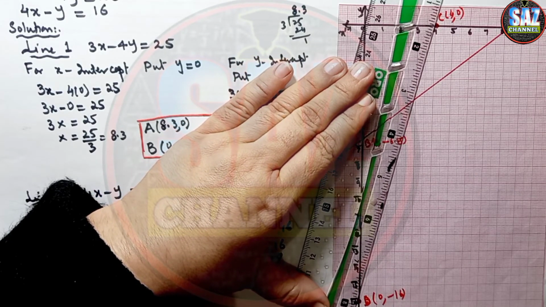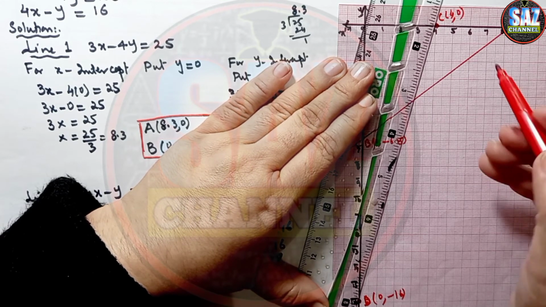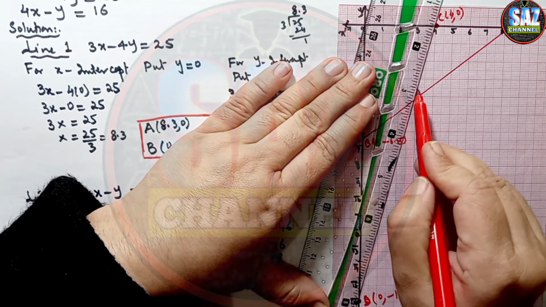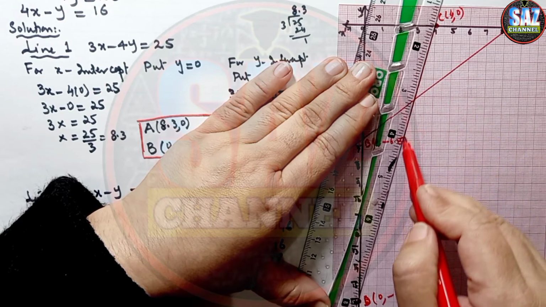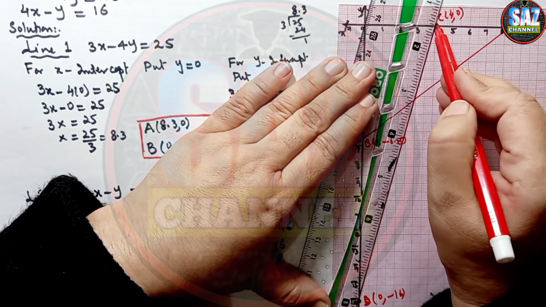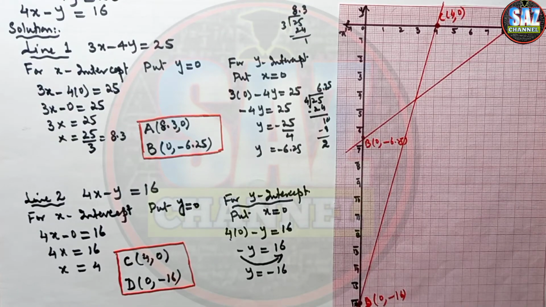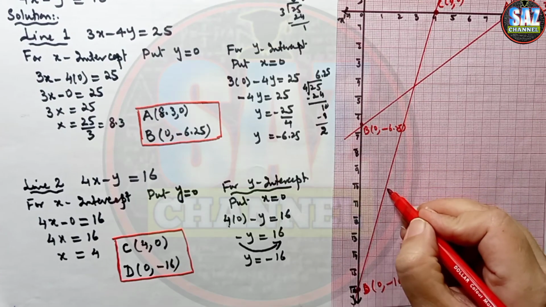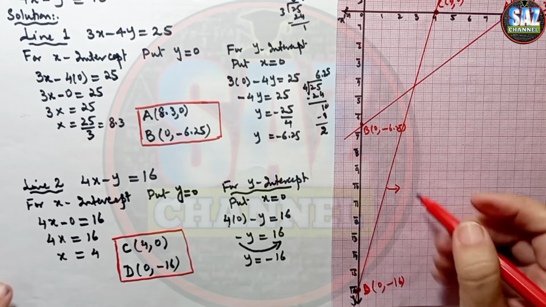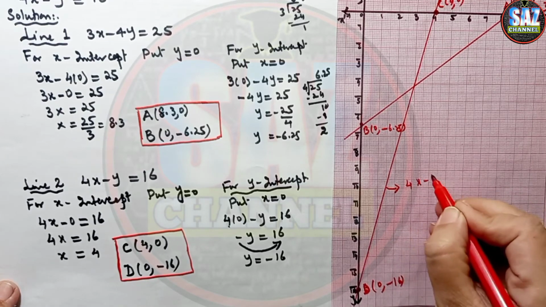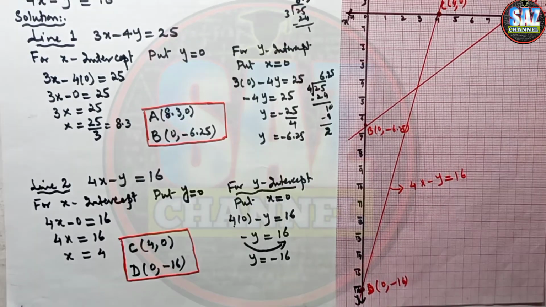Okay, let me draw the line. The line will be like this, and I can extend it. After drawing the line, I have to label it as well. This is the equation 4x minus y equals 16.